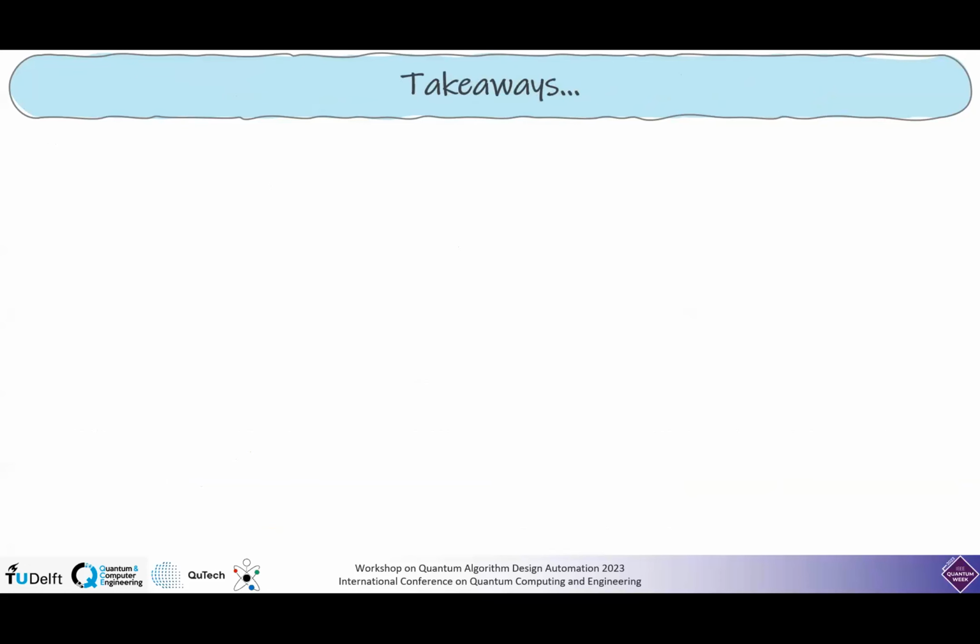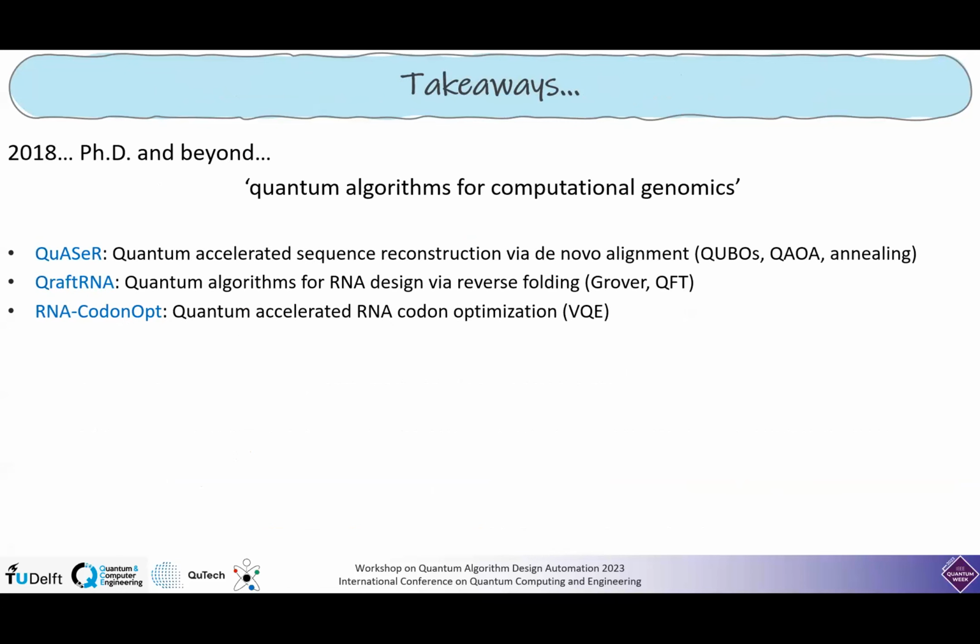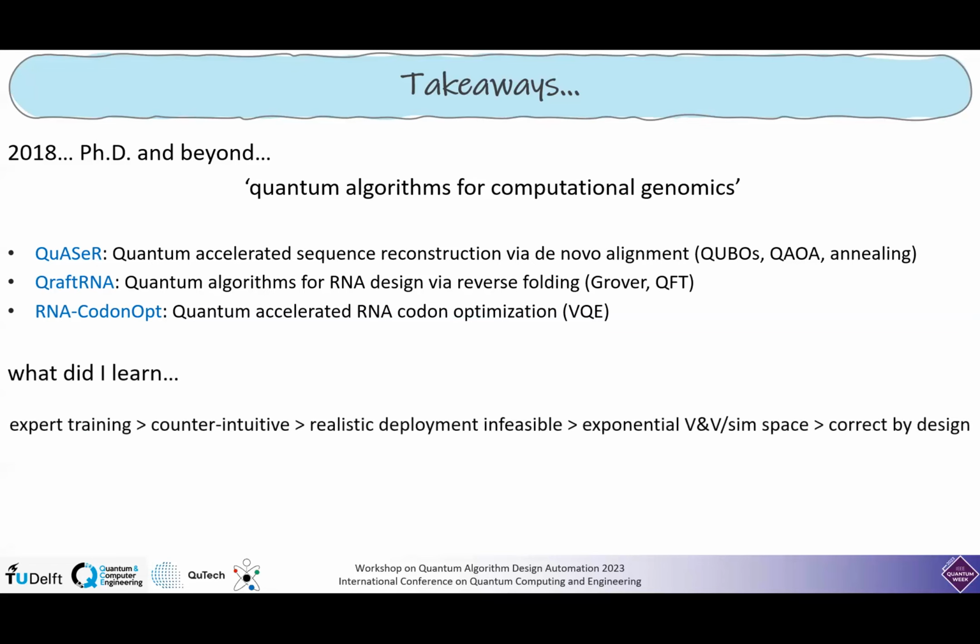Of course, I went ahead with my work in PhD and designed some more quantum bioinformatics algorithms. Some were based on QAOA and annealing. Some were based on VQE and energy minimization. But the underlying learning that I had from that is that it requires certain things to design new quantum algorithms. So firstly, you need expert training. You have to understand what quantum mechanics is and how quantum computing works. And even with that, they are still counterintuitive. So you have to have this kind of serendipitous moment.